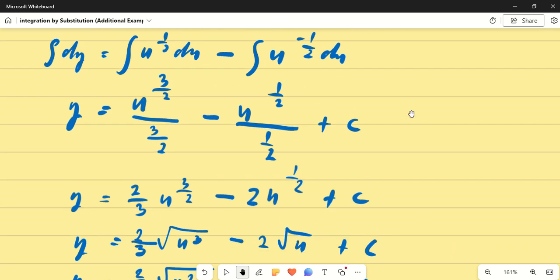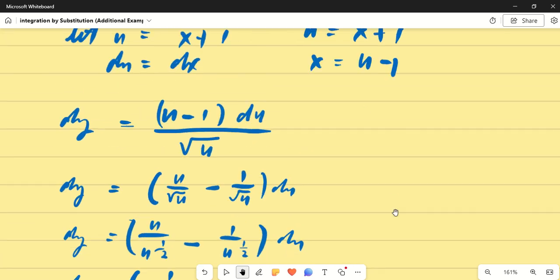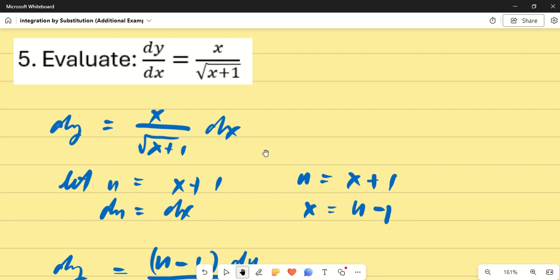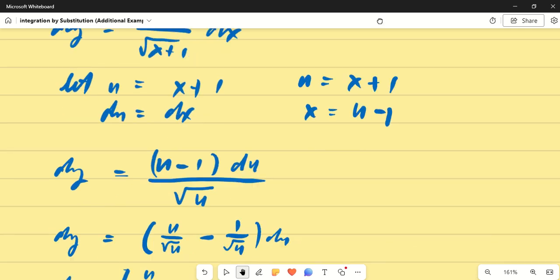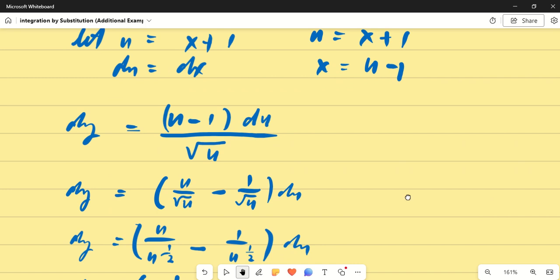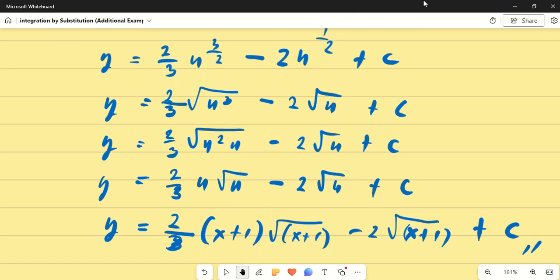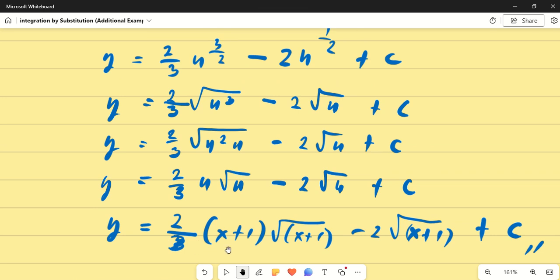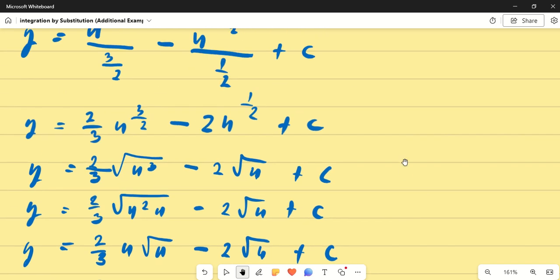Dy over dx is equal to x all over square root of x plus 1. Okay? So the general solution is y is equal to 2/3 times the quantity of x plus 1 square root of x plus 1 minus 2 times square root of x plus 1 plus the arbitrary constant. So please apply the different steps in finding the general solution of a differential equation, or the method of finding the integral of derivatives using substitution in our examples found in the module.